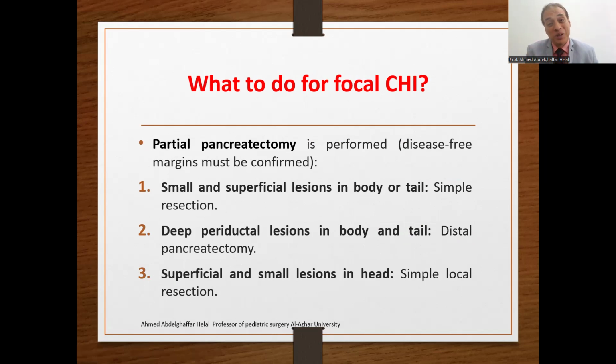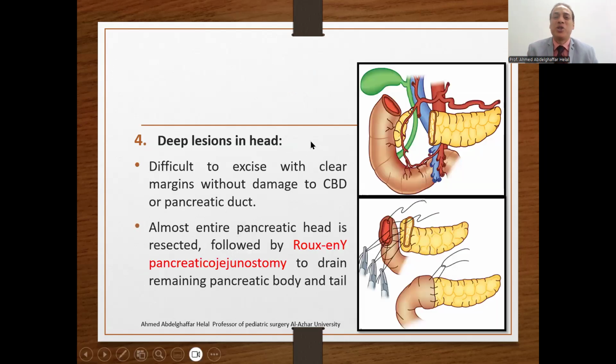However, the problem with deep lesions in the head is that it's usually challenging and difficult to excise them within a clear margin, because you fear injury of the common bile duct or pancreatic duct. There is a common bile duct and pancreatic duct. So here, the treatment is that the entire pancreatic head is resected, as we see here, leaving only a tiny part of the pancreas to preserve the duodenum and the vessels supplying it, and then we perform what's called Roux-en-Y pancreaticojejunostomy to drain the remaining body and tail.